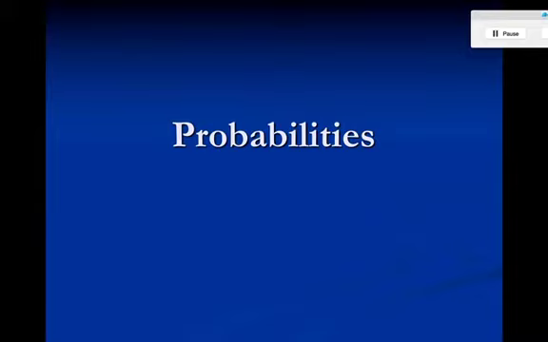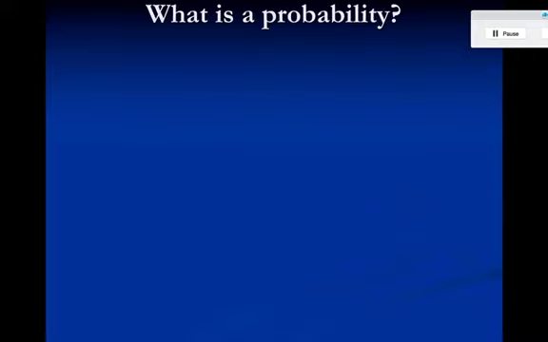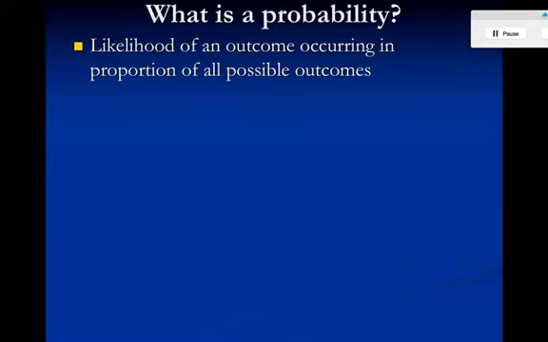semester. So for probabilities, probabilities are a concept that a lot of people get really confused about or get a little bit worried about whenever they encounter it, because probability is kind of a difficult thing for us to define, and sometimes we don't really understand what probability is. But a probability is the likelihood of an outcome occurring in proportion to all possible outcomes. So what does that mean for me?